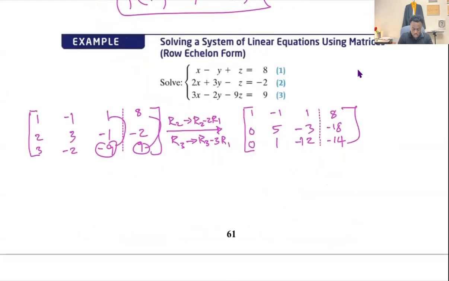Well, this is going to be -15, because we had 9 minus 3 times 8, right? 9 minus 24 equals -15. So that's -15.